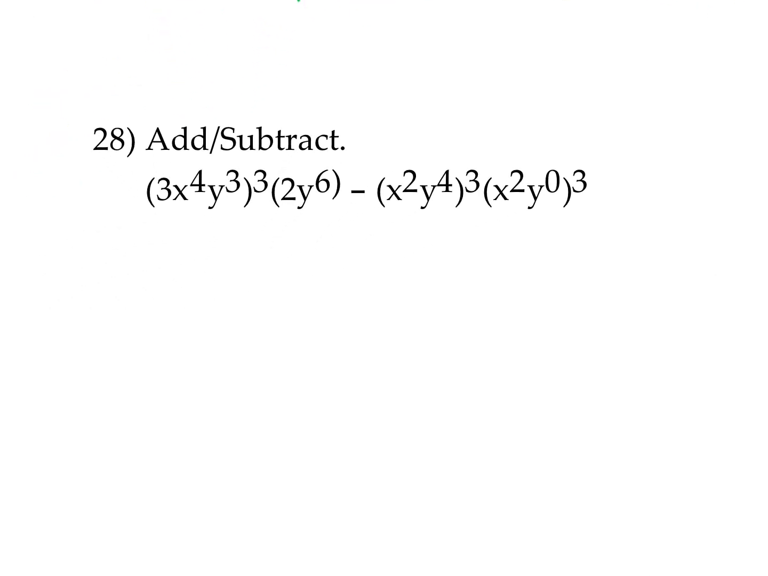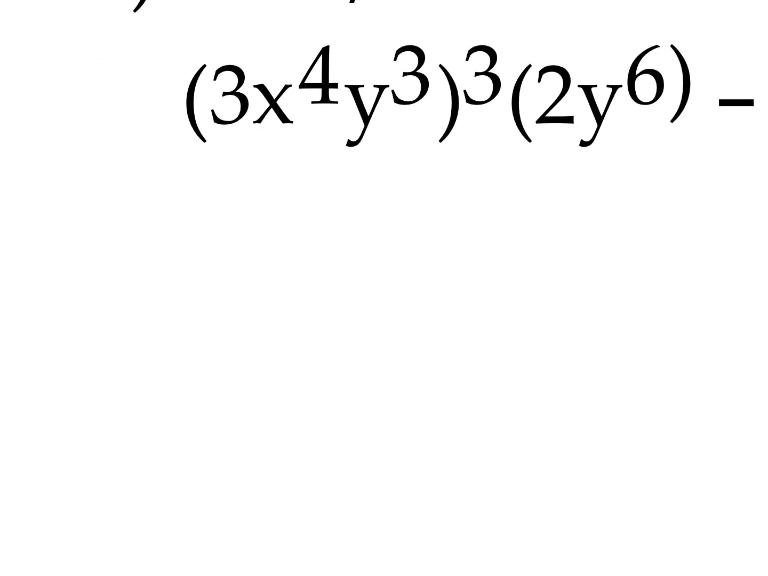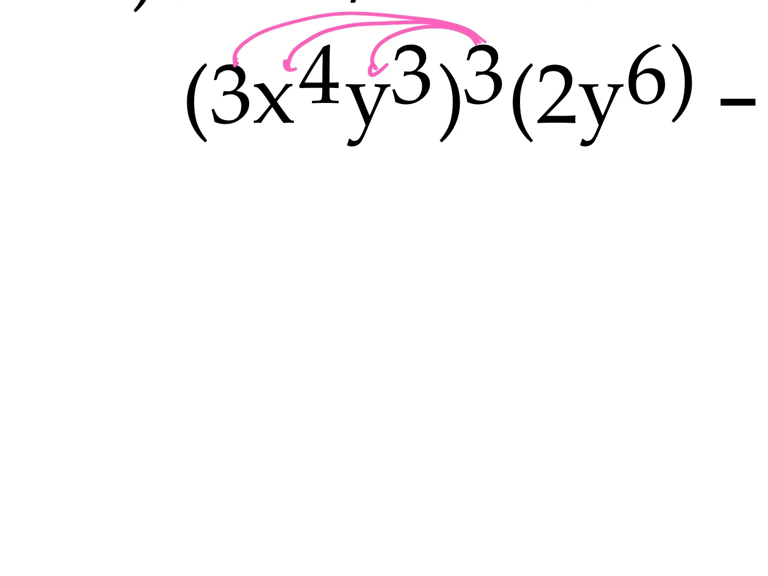All right, let's take a look at 28. How can I simplify this first? What should I do? So I'm going to start with the left side and do what to the exponents? Distribute. So I'm going to distribute the cube to everything in front of it. So I have 3 cubed, x to the 4th power cubed, y cubed, and then times 2y to the 6th power. What can I do next?